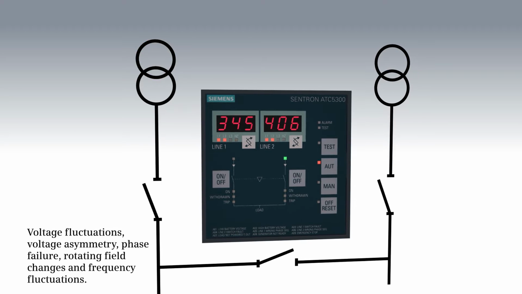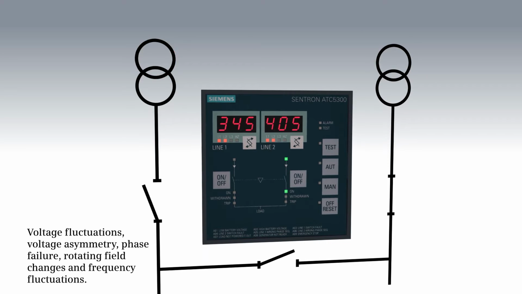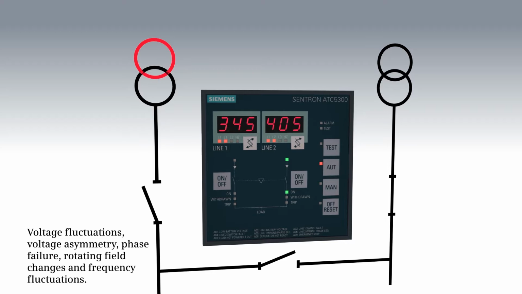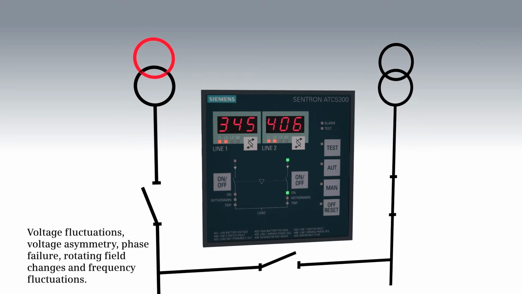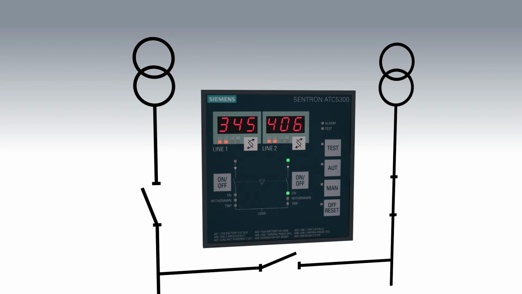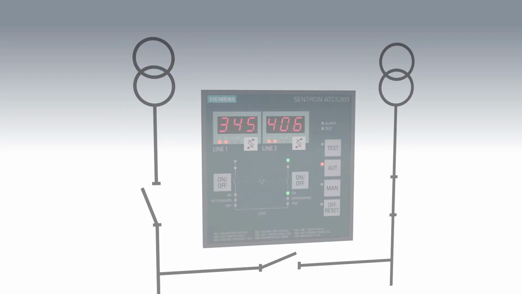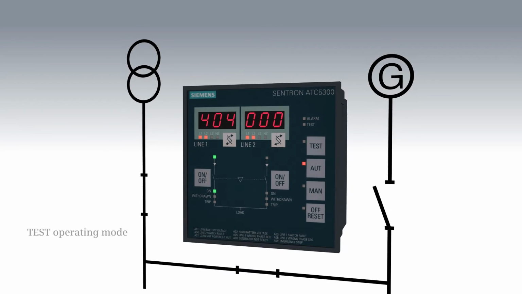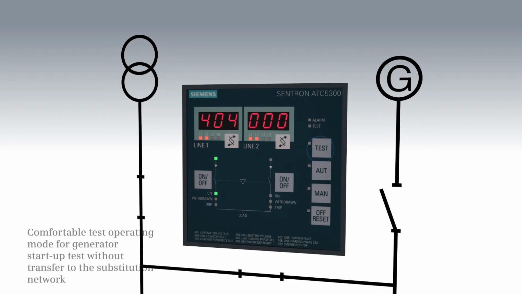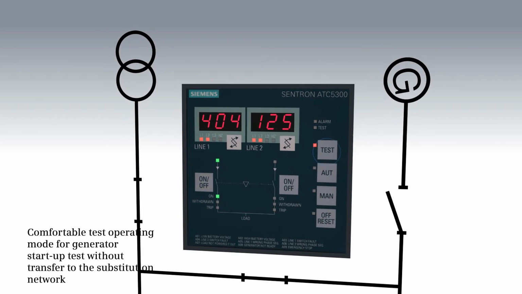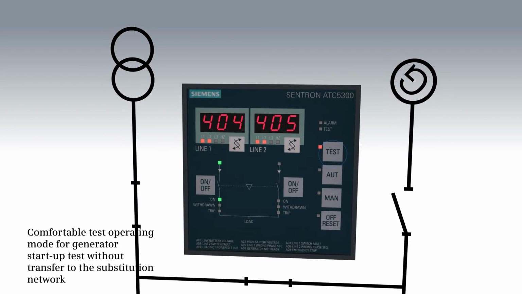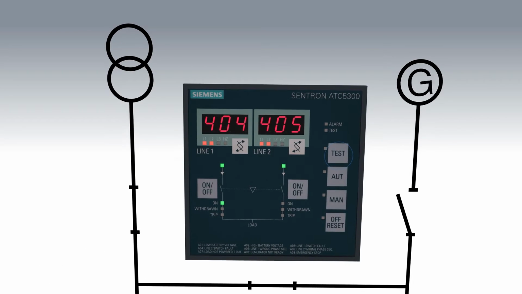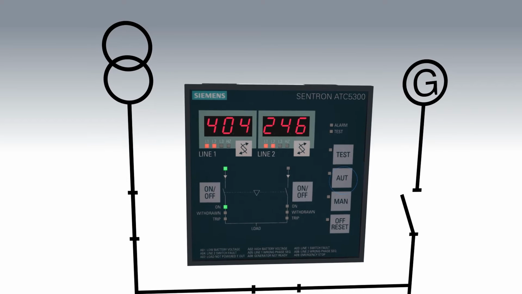For instance, upon detection of a sudden voltage drop, the transfer control device 3KC ATC5300 immediately switches over to the connected substitution network and clearly indicates this transfer via the LED display on the device front. The test operating mode facilitates the startup test of a connected generator without transfer to the substitution network, and thus the energy flow to the load is not interrupted.